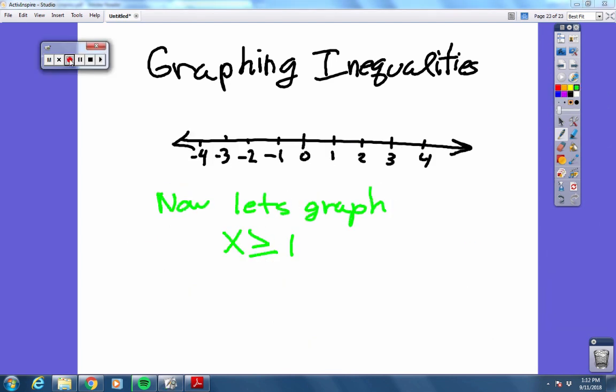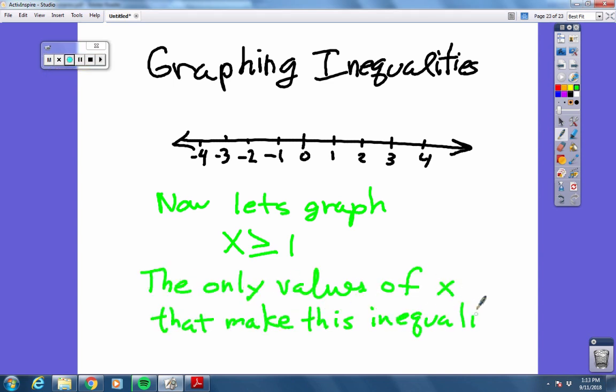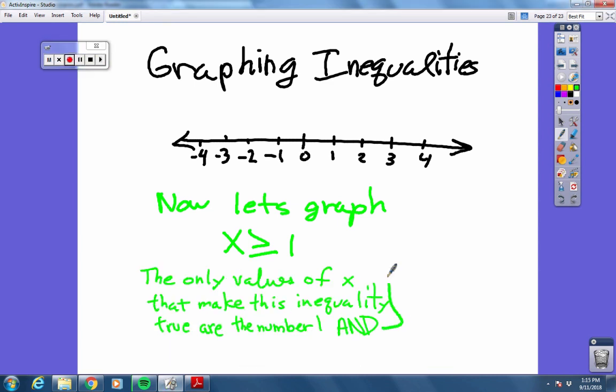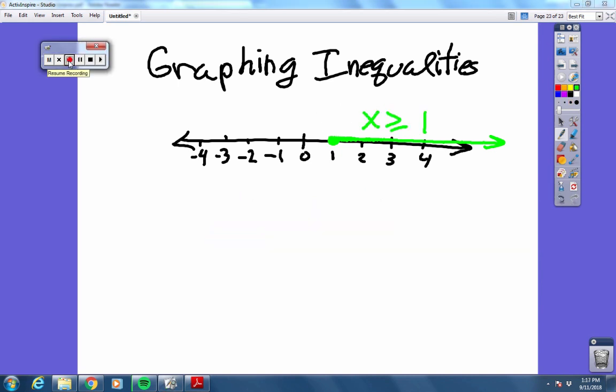Now let's graph x is greater than or equal to 1. The only values of x that make this inequality true are the number 1 and every number greater than 1. So we put the dot on 1 and then we draw another dot on every single point that's greater than 1. Well, of course we can't do that, so instead we make a line. And we put an arrow at the end to show that it's not just the 1, and it's not just the values that you see on the line, but it's everything above that up until infinity.